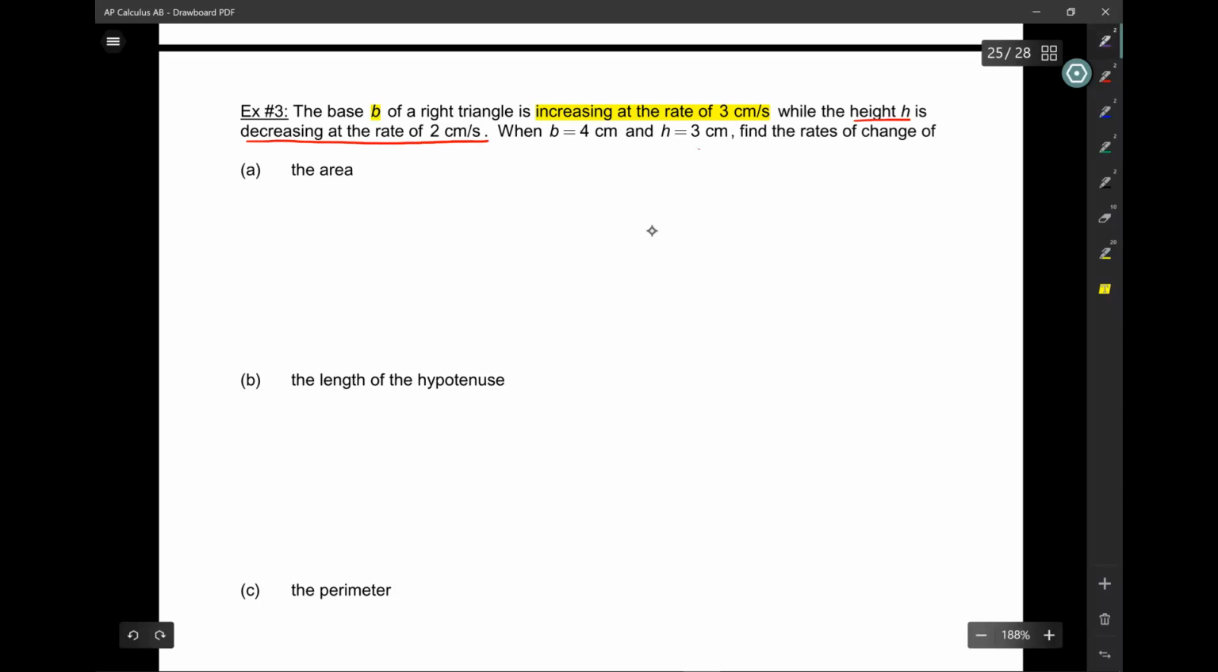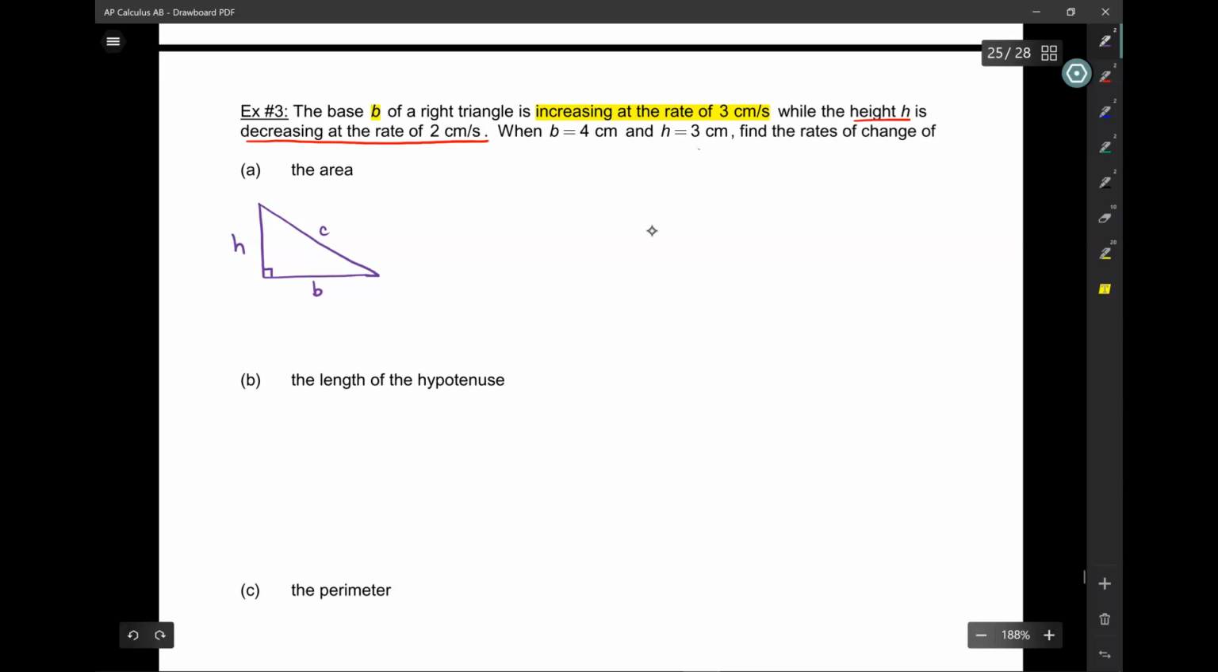Now, let's draw this triangle. I have a right triangle, a base b, a height h, and then I'll just call the hypotenuse c because it's always c.